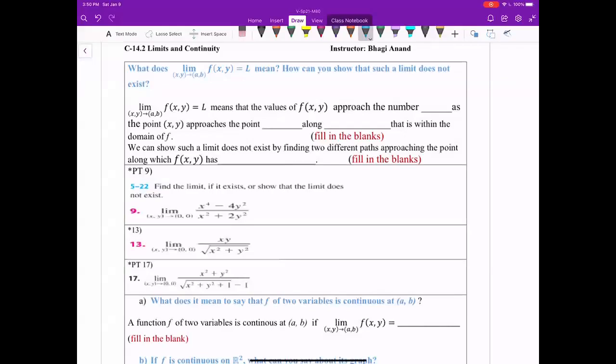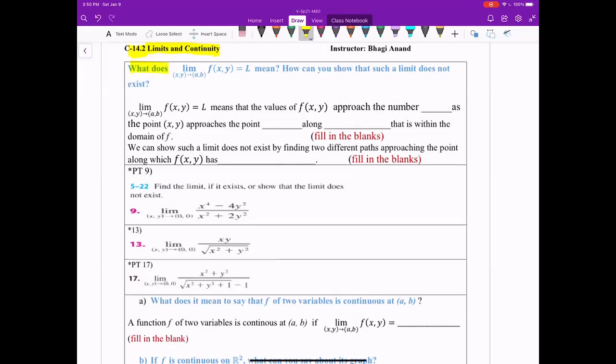Welcome everyone. In this video, I will be covering section 14.2, limits and continuity. In the earlier section, section 1 of chapter 14, we saw what we mean by functions of several variables, functions of two variables, and what we mean by level curves and contour maps, and so on. So this section is about limits and continuity.